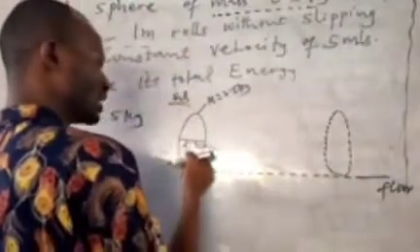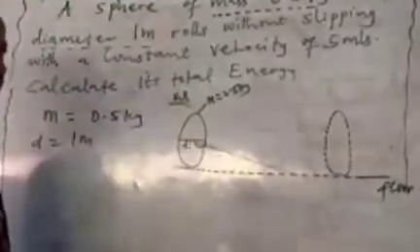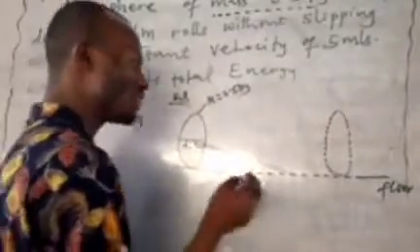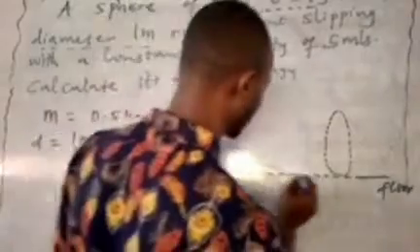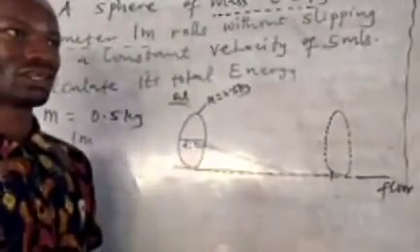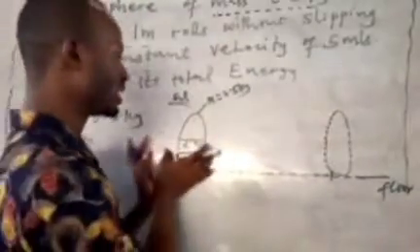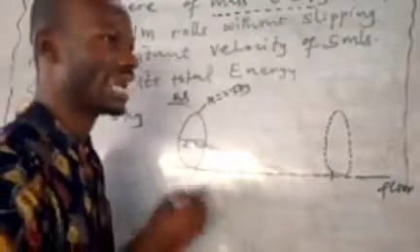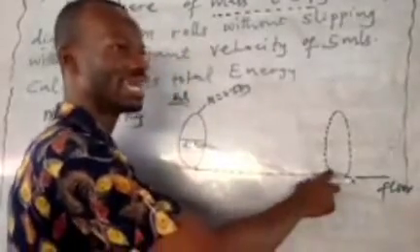For this object to roll from here to here means that it must roll with a particular speed or velocity. So as it is rolling, it is undergoing rotational motion. In the same vein, for it to move linearly from this position to this position, to cover this linear displacement, it is also undergoing translational motion. So if you want to calculate the total energy of this sphere, we must first consider the energy required to cover this linear displacement, and the energy required for the body to be undergoing rotation.